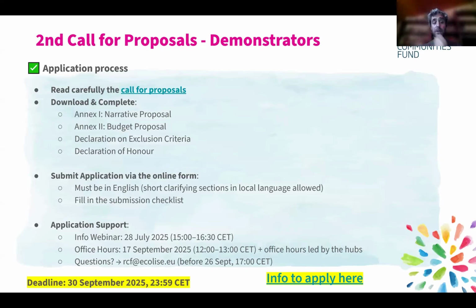And after that, download and complete the different documents. These are the 4 documents that you need to fill in: the Annex 1, which is the narrative proposal; the Annex 2, the budget proposal; and then the declaration on exclusion criteria and the declaration of honor. These are very easy documents that you need to sign. Above all, the Annex 1 and 2 are the ones that will require more work. And then, of course, you will need to submit the application form that will give you the opportunity to upload these 4 documents that I mentioned before. You will fill in the submission checklist, and with that will be ready.